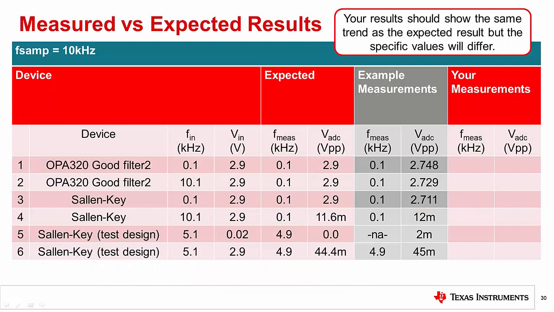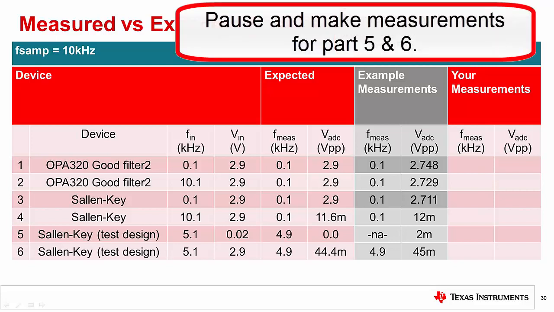Now we can fill in the results for the final 2 experiments. Note that the measured results for the filter closely match the expected results. Pause now and make the measurements for the final 2 tests.